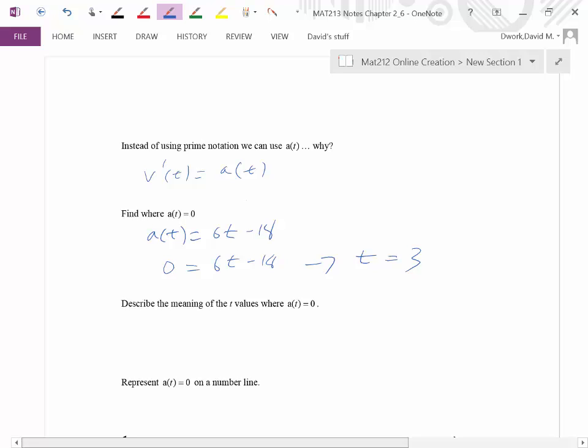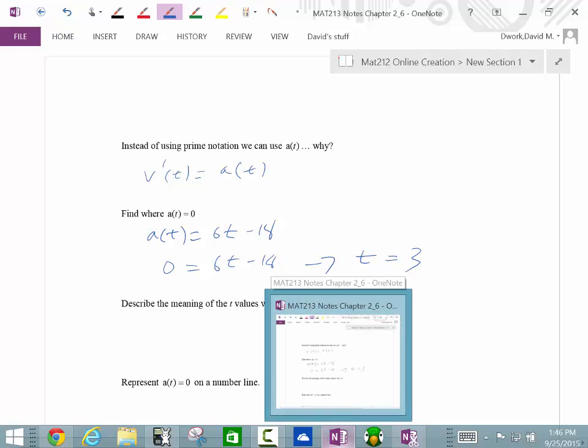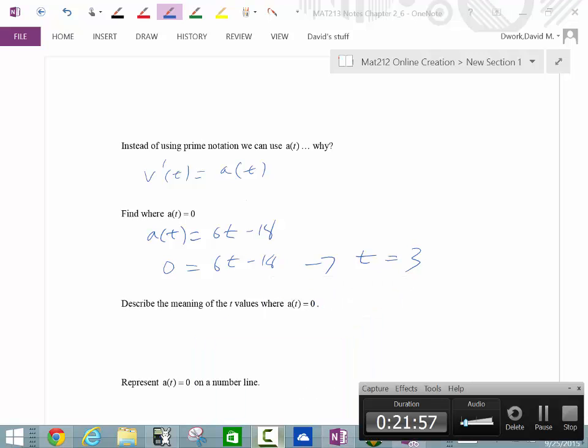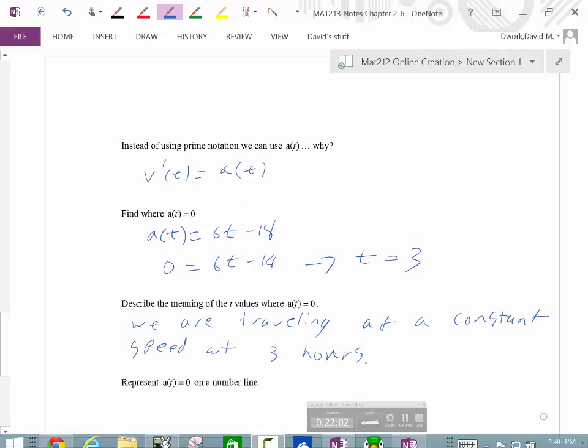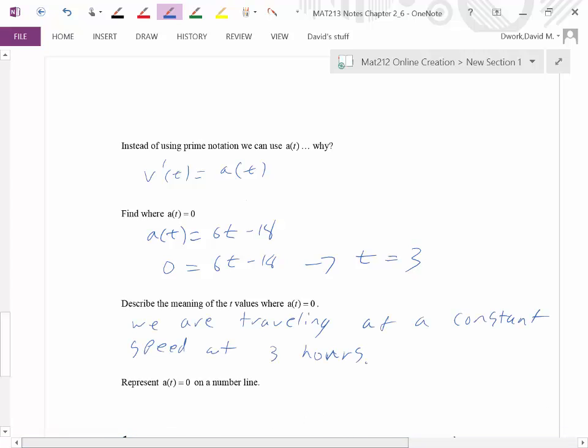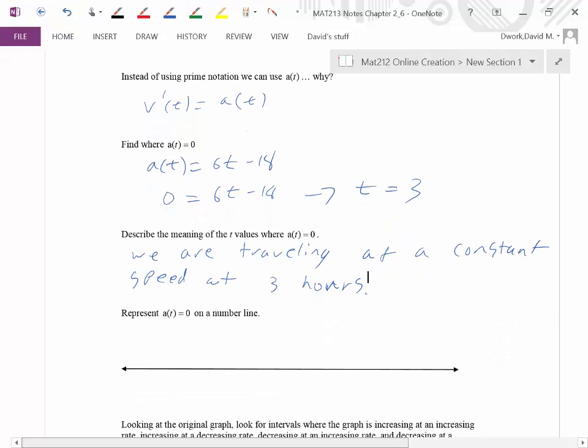Oh, so that just means we're going the same speed. So it doesn't mean that you're standing still. It just means that your speed is not changing. We were going 65 miles per hour. We're still going 65 miles per hour. So what we can say is that we're traveling at a constant speed at 3 hours. So at 3 hours, our speed wasn't changing. Constant speed.